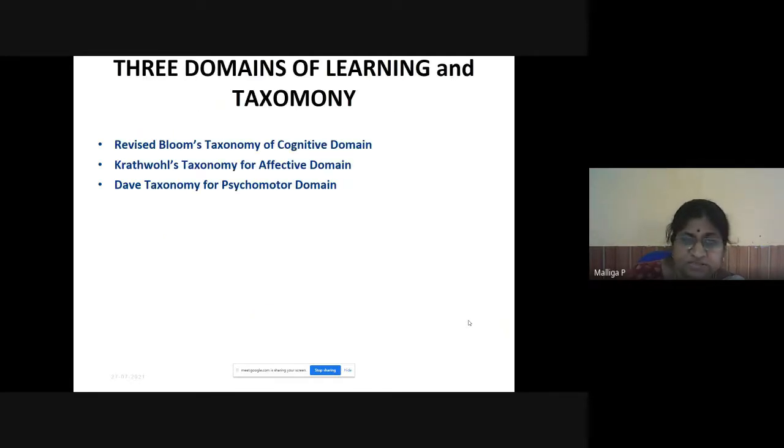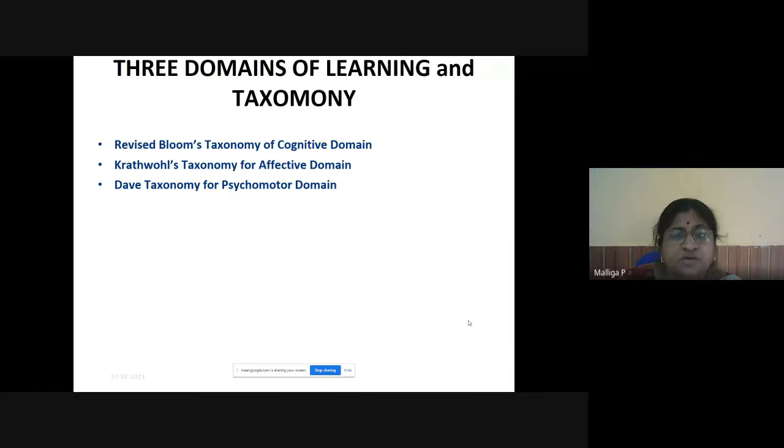So for these things, we are going to learn about the three domains of learning and taxonomy, that is for each domain. For cognitive, there's a taxonomy. Then for affective, you have a taxonomy. And then for the psychomotor. If you take the cognitive domain, that is the revised Bloom's taxonomy. Then for the affective domain, you have the Krathwohl taxonomy. And then for the psychomotor domain, I'm going to just tell about the Dave's taxonomy.